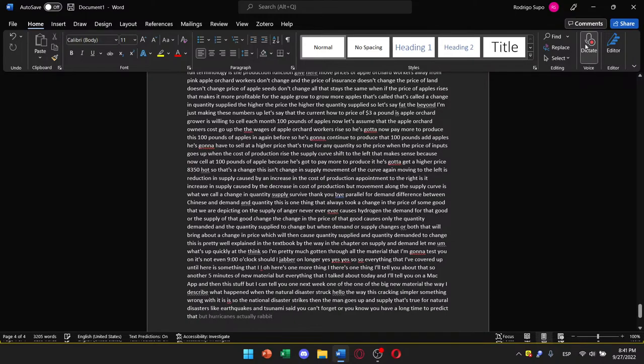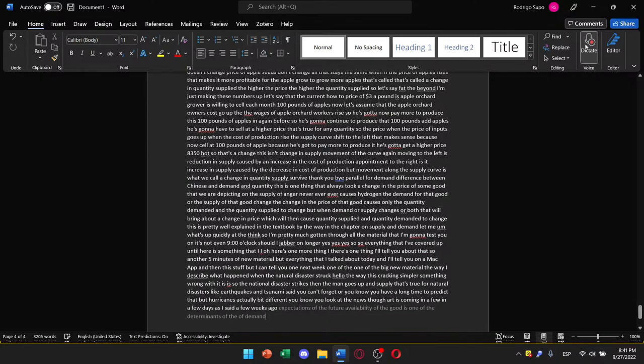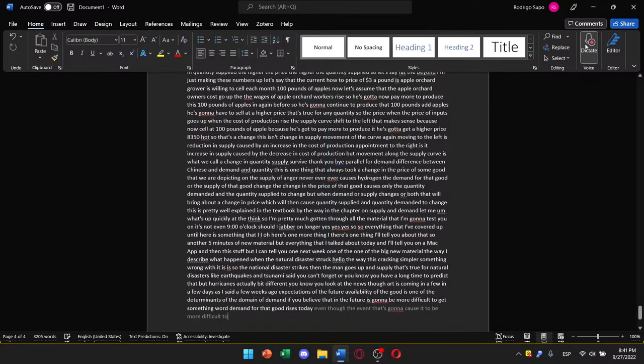You look at the news, hurricane's coming in a few days. As I said a few weeks ago, expectations of the future availability of the good is one of the determinants of demand. If you believe that in the future it's going to be more difficult to get something, your demand for that good rises today, even though the event that's going to cause it to be more difficult to acquire hasn't yet occurred.